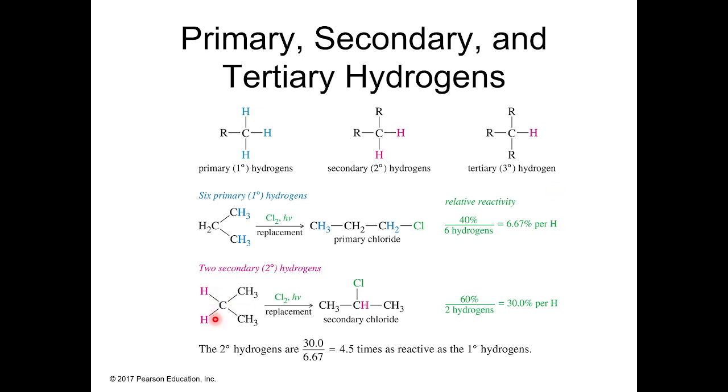Here we have 2 secondary hydrogens, don't we? Well, we have a 60% chance to substitute on the secondary hydrogen spot. Okay, to substitute the secondary carbon. And what does that mean? Well, we actually have a 30% chance per hydrogen to substitute those. So we actually have a much larger percent chance to substitute a secondary hydrogen spot.